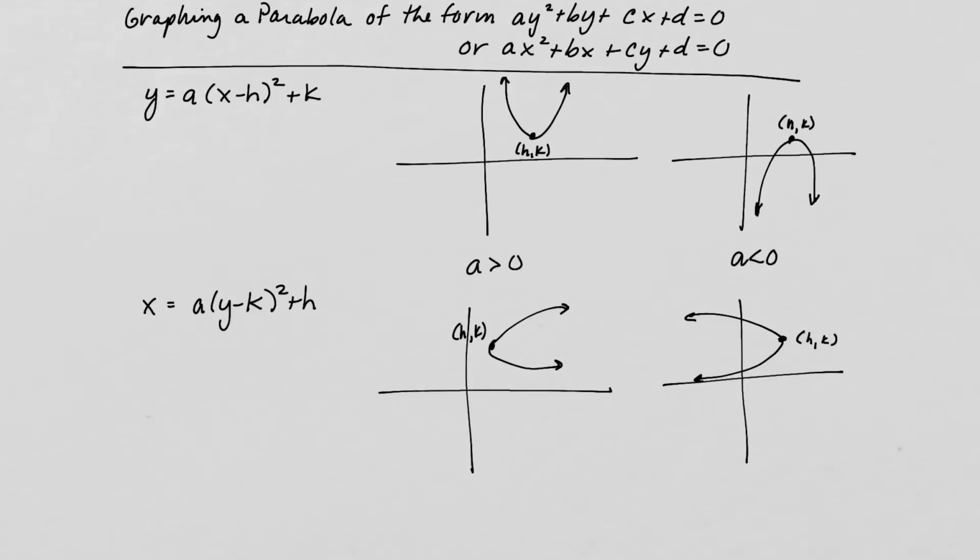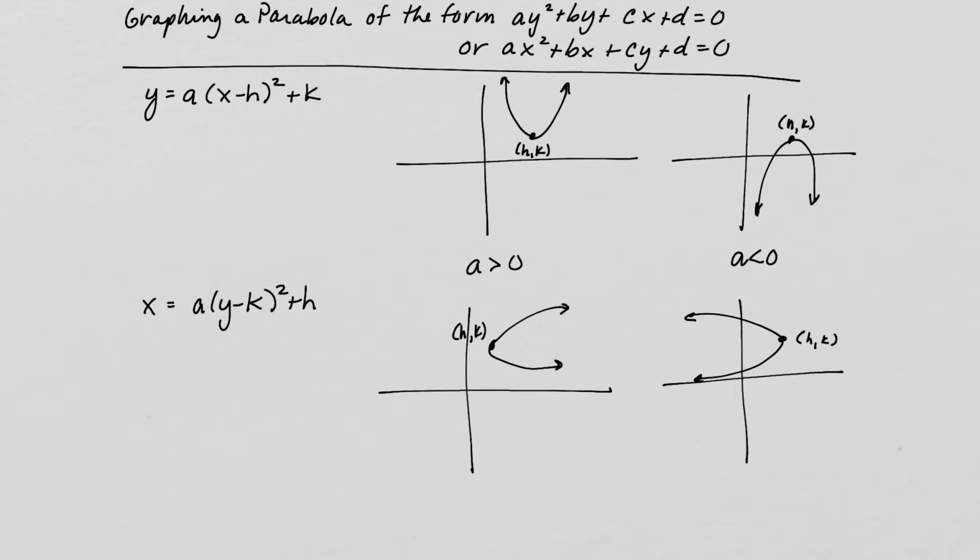So in this video, we're going to talk about graphing a parabola of the form ay squared plus by plus cx plus d equals 0, or ax squared plus bx plus cy plus d equals 0. We graphed parabolas back in Math 126, and this is just a slightly different way to look at a parabola based on a conic section. Conic sections are all things that you can get by slicing a cone in different ways. You can get a parabola if you slice a cone a certain way.